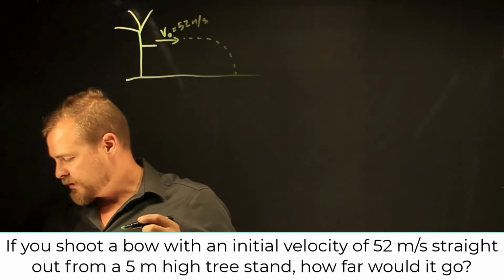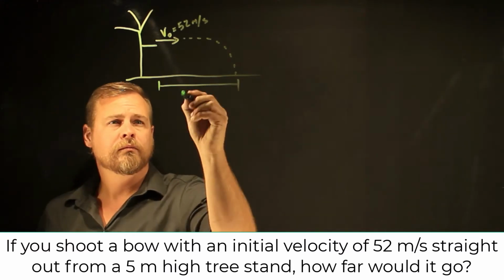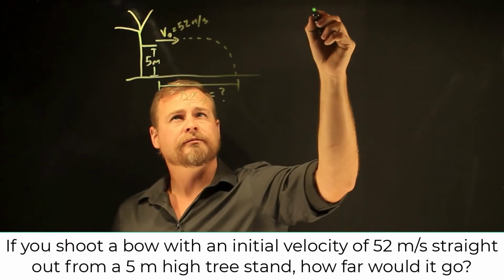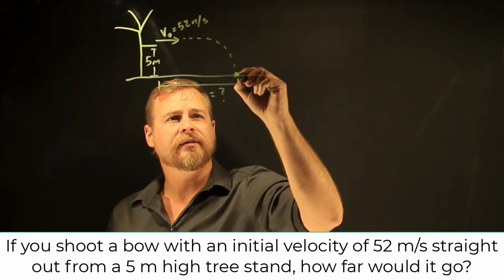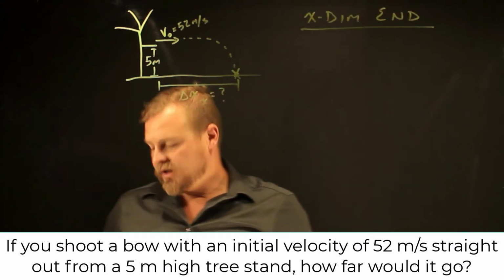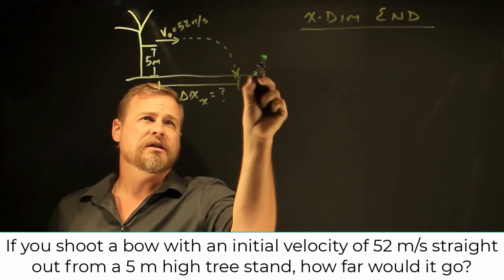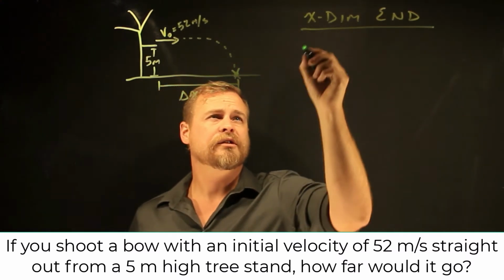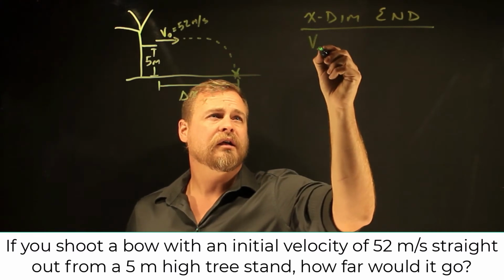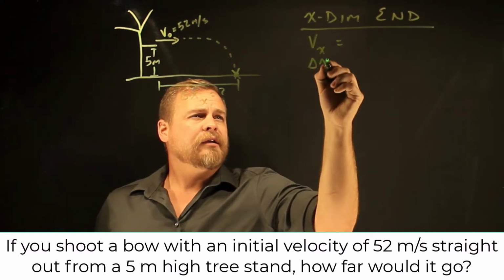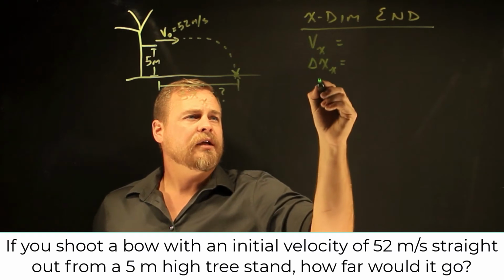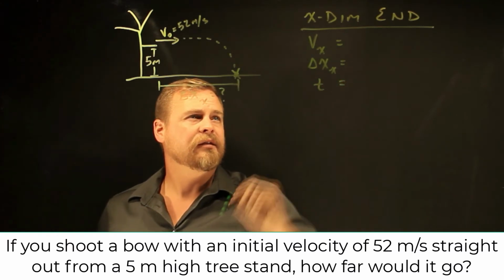The question is, how far? Click my variables. In this case, I'm going to look at the x dimension at the end. Now, the nice thing about the x dimension is that all of the velocities are the same in the x dimension. And so Vx, my delta x in the x dimension, and then t at the end.